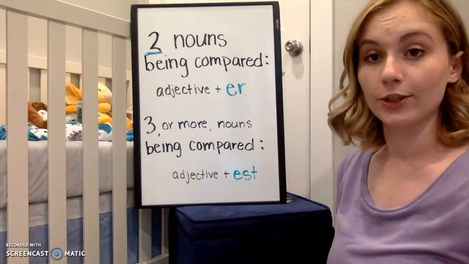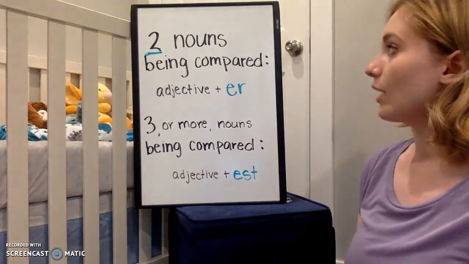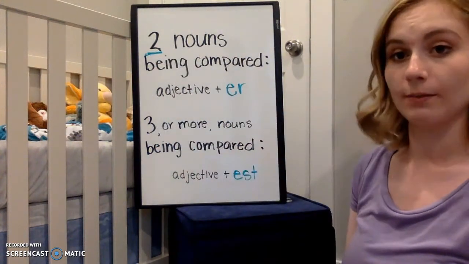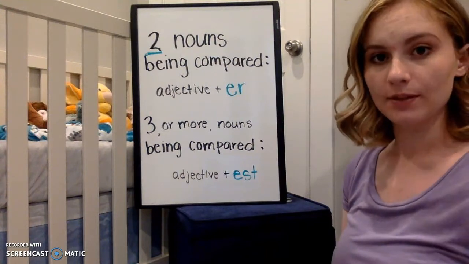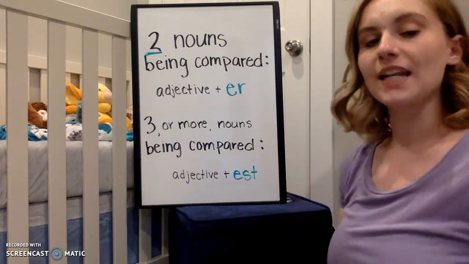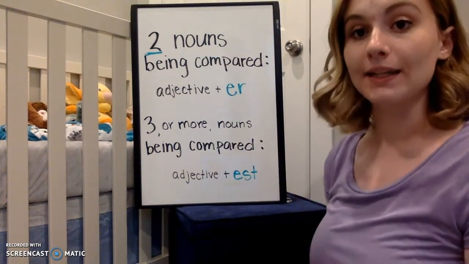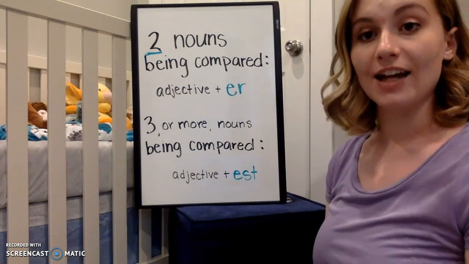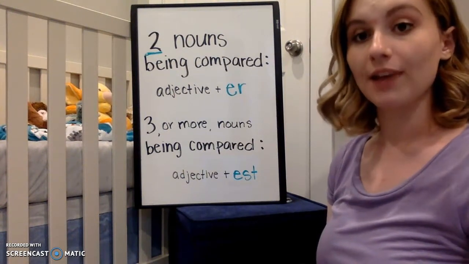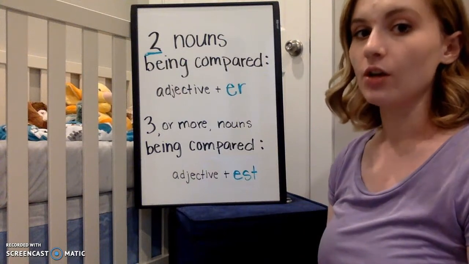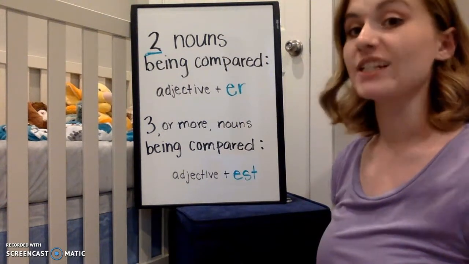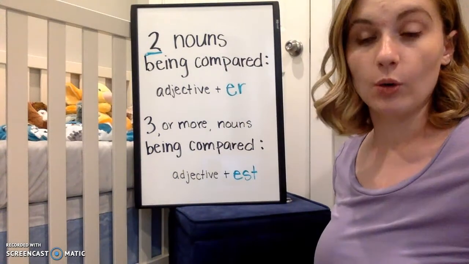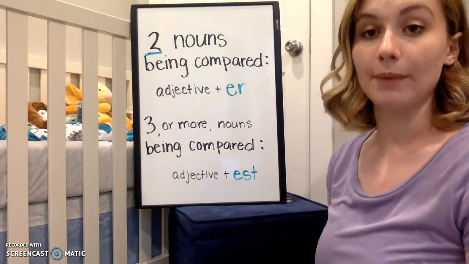Okay, and just to conclude, quick reminder, if you have two nouns being compared, just two, you've got that adjective, that word that describes, plus the er. And if you have three or more nouns being compared, you have that adjective, that describing word, plus an est. Remember, this is only when things are being compared to each other. You don't just add er to every adjective, okay? Only if they're being used to compare.